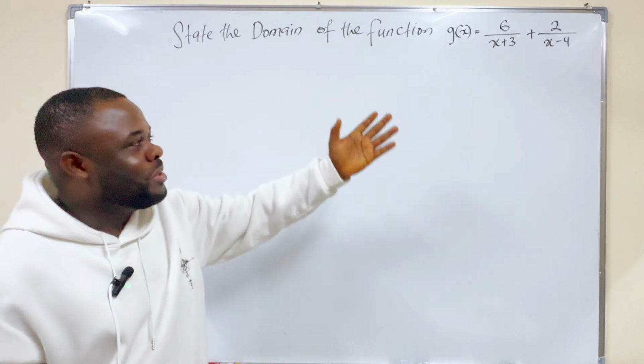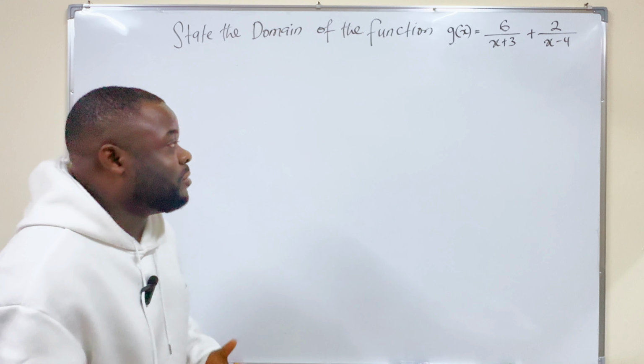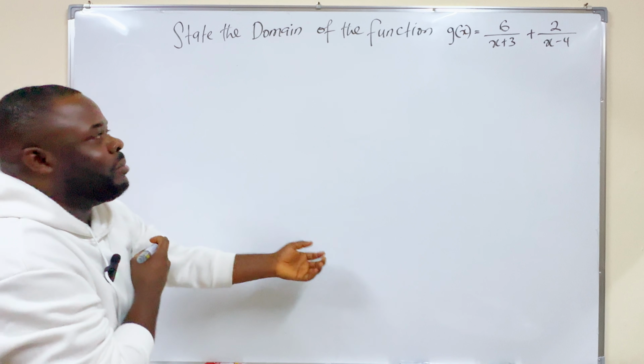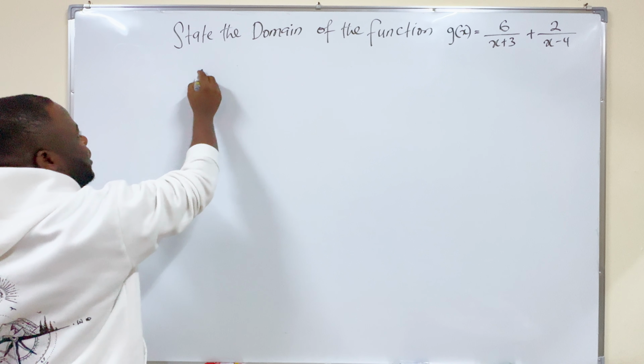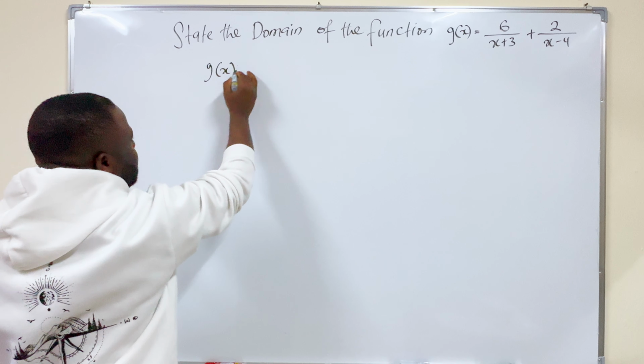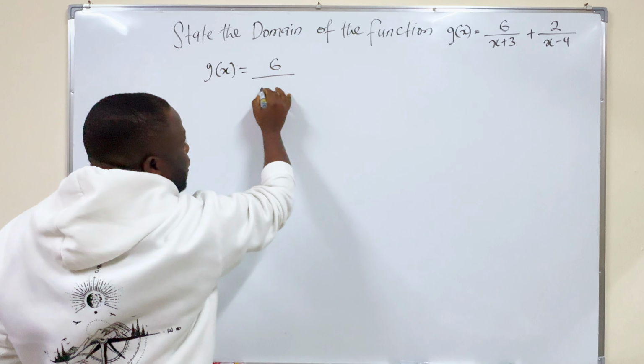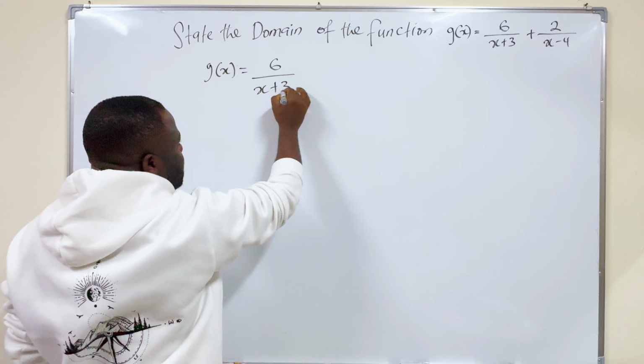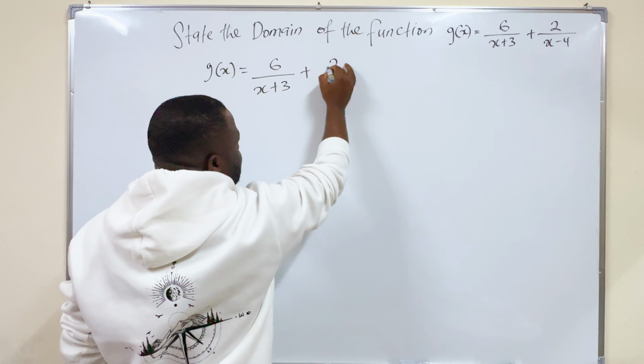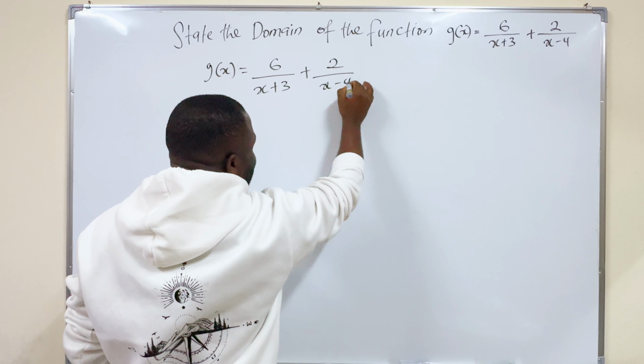On today's video we are going to state the domain of this function. When you see this function, you notice that this is a rational function. So how do we go about it? Let's write it first. We have g of x equals 6 over x plus 3, plus 2 over x minus 4.